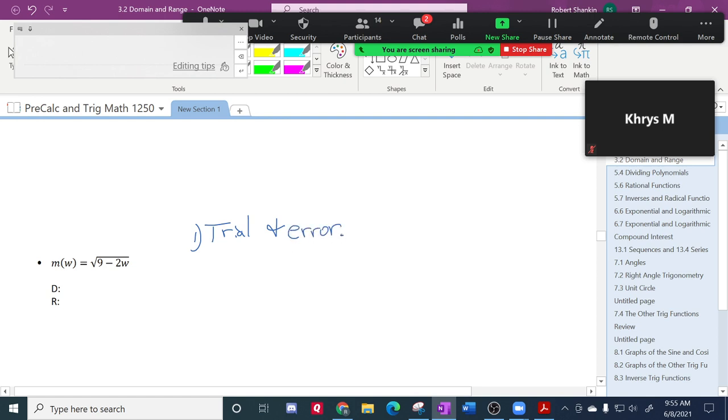Just start plugging in some numbers and then see if you can figure out what you think the allowable numbers are. You're going to get some restriction on W over here, and then you're going to get some statement about M over here for the range. Try to figure out what numbers work from trial and error, and then we'll try a new method after that. So let me give everybody a minute with this.